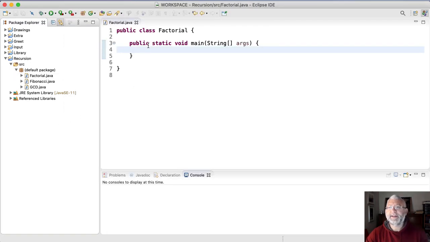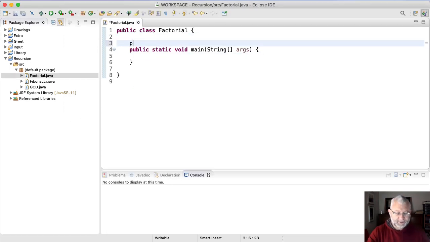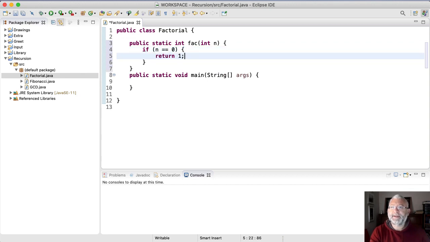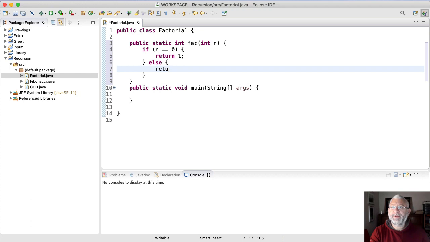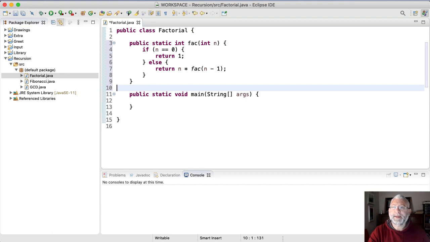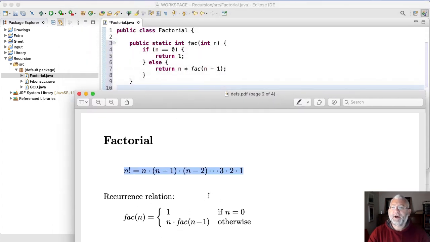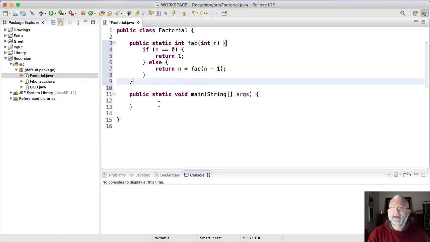And we can easily write that as Java code. So public static int fact(n). If n is 0, we send back a 1. Otherwise, we send back n times the factorial of n minus 1. So you can see that this is a one-to-one translation of the mathematical definition.